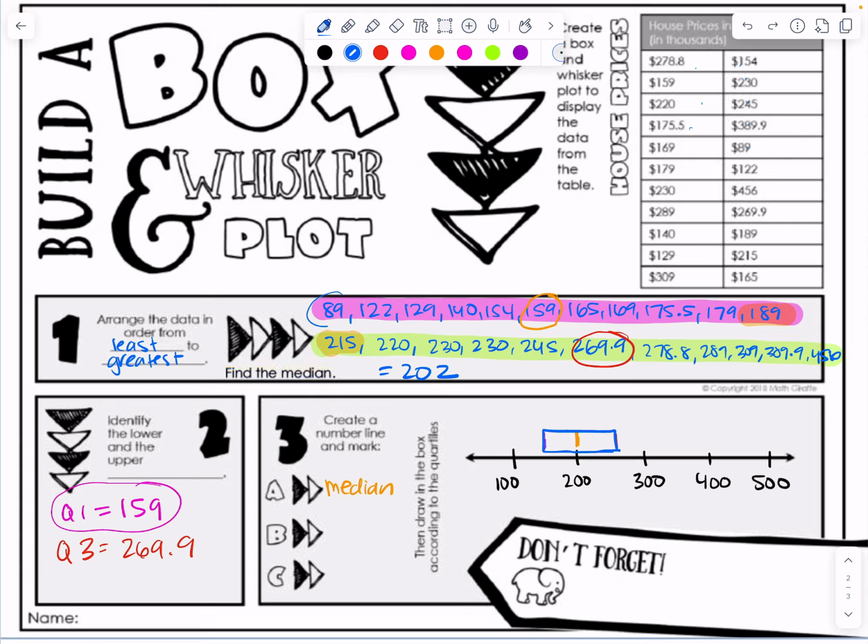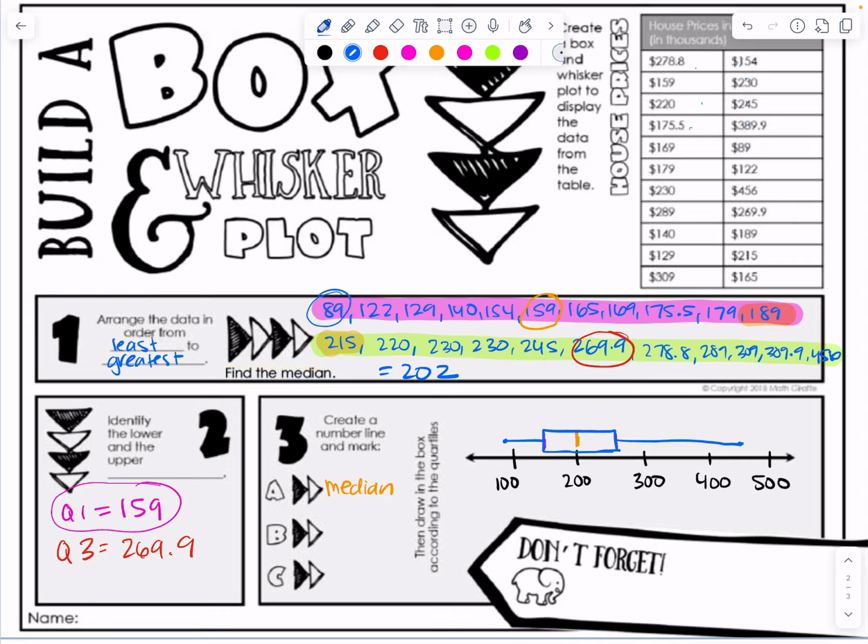So that box represents that Q1 here, the median in the middle, and then the Q3 at the end. So then the last thing we're going to do now is we're going to draw the whiskers. So the whiskers is just the minimum and the maximum.